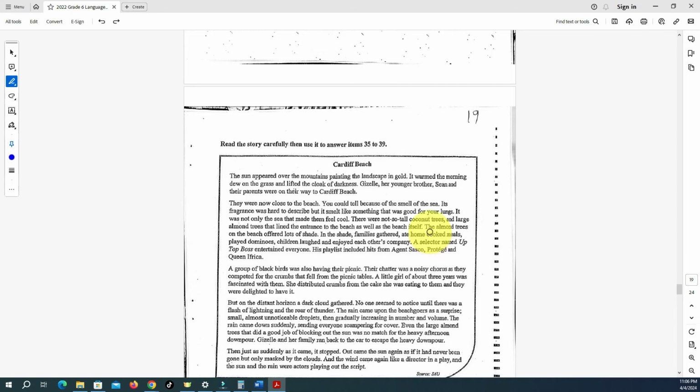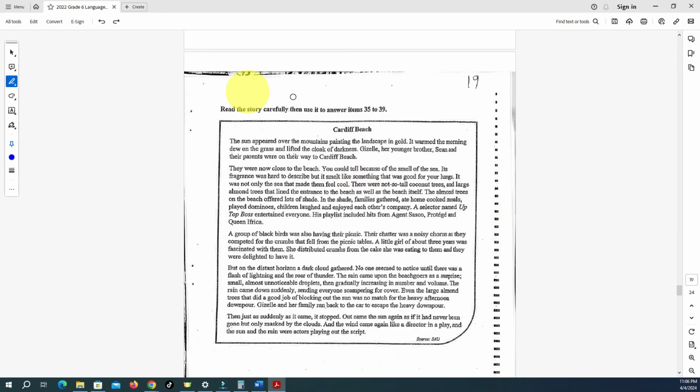Okay, we're now down to 35 to 39, and it's a Cardiff Beach. One more passage to read. It's a whole bunch to read, guys.